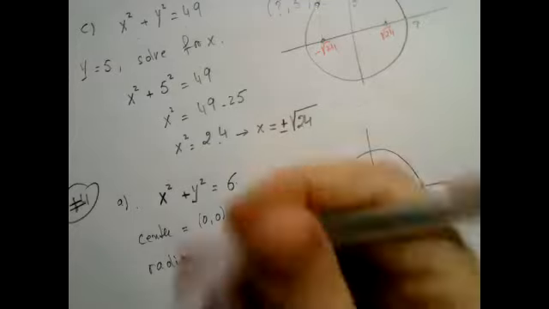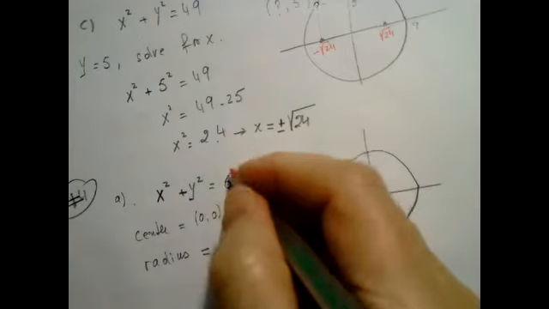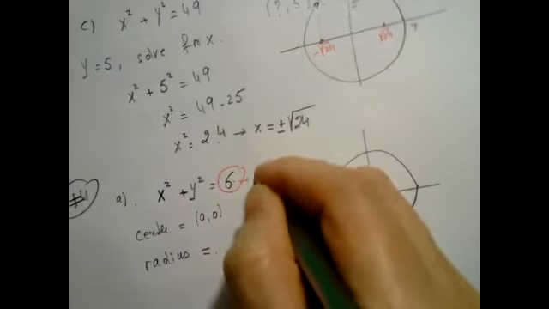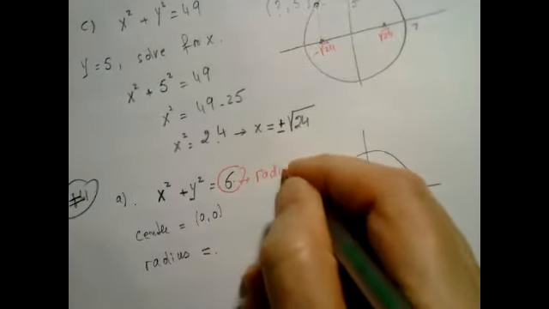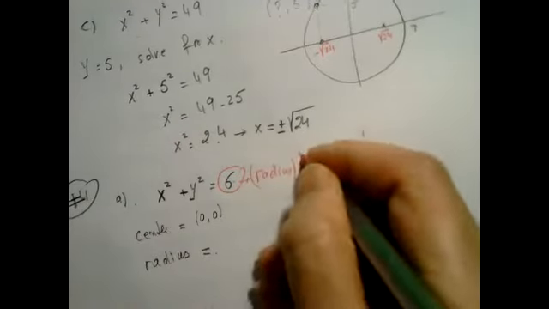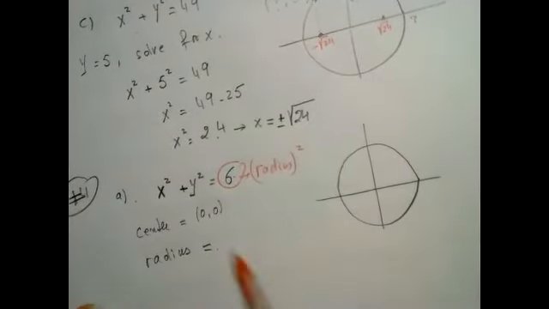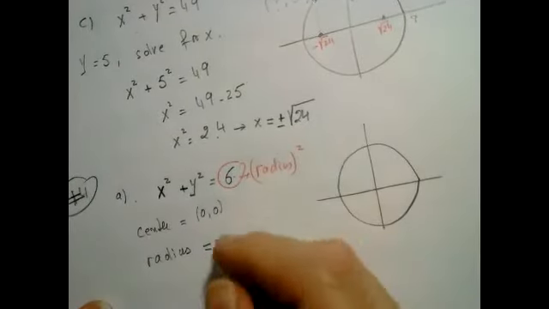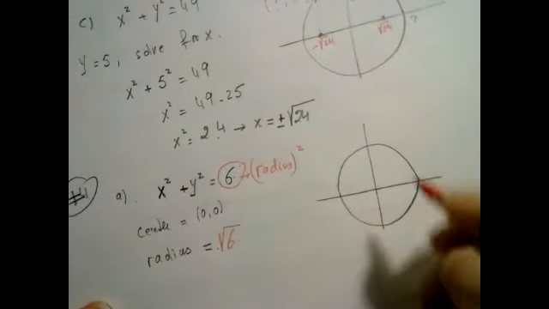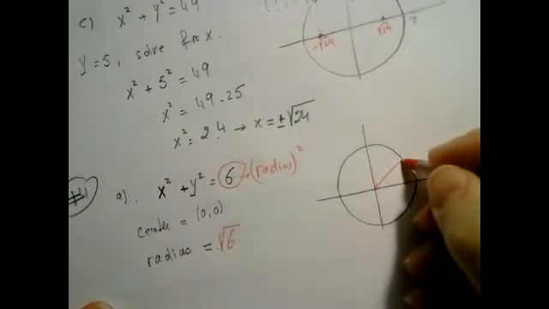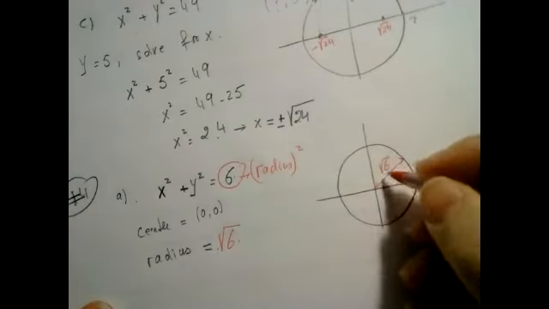In this equation, be very careful. The 6 is the radius squared. That's really what the 6 is. So now we have the radius squared is equal to 6. So the radius is equal to the square root of 6. So that's a circle where the radius is the square root of 6.